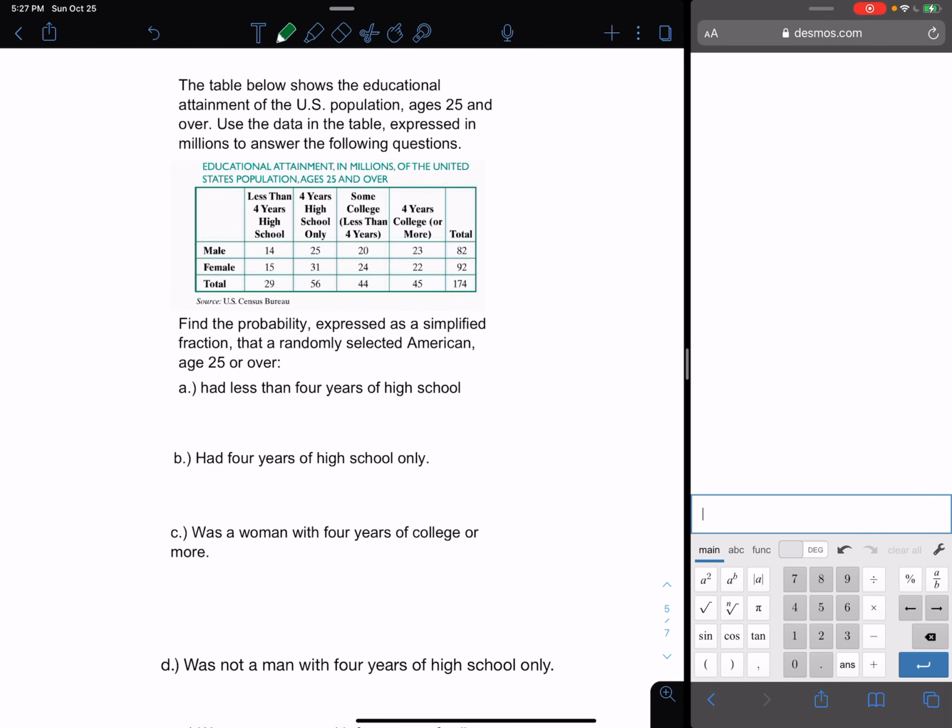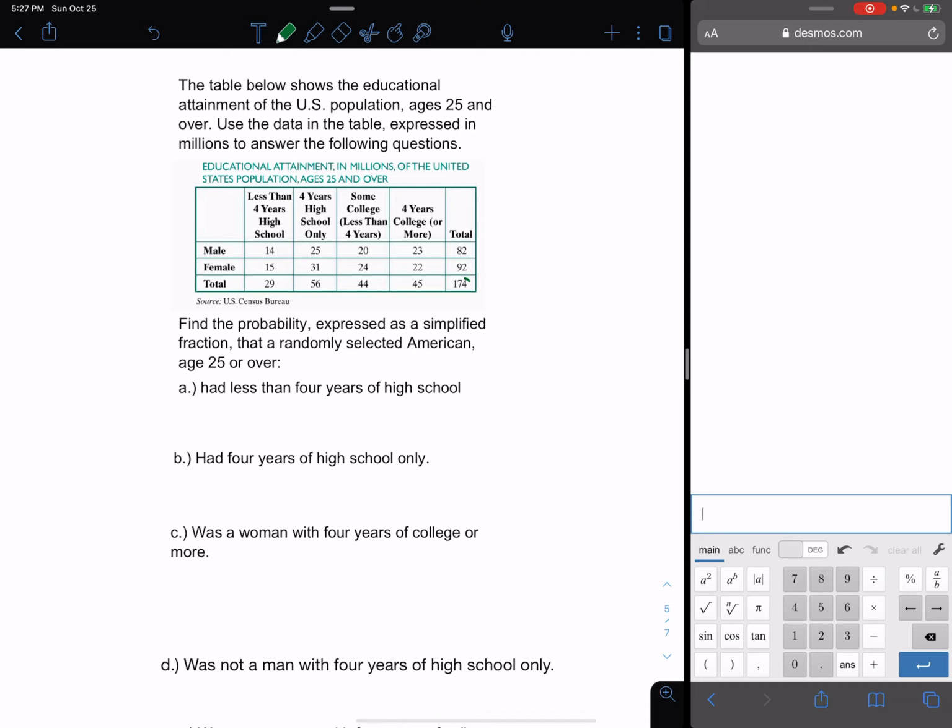The table below shows the educational attainment of the U.S. population ages 25 and over. Use the data in the table expressed in millions to answer the following questions. If we look at our table, they tell us the population. If we look at the different educations, it's less than 4 years of high school all the way up through 4 years of college or more, and they have it broken down into male and female. Notice the last row and the last column, both are the totals.